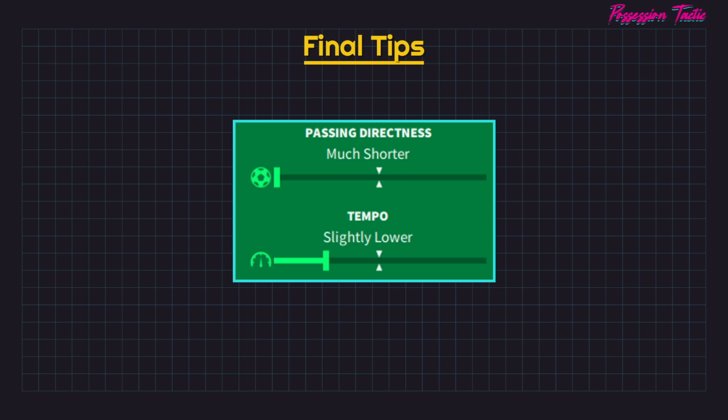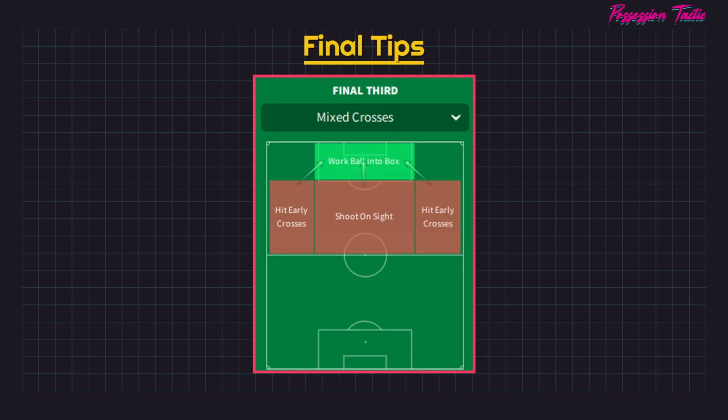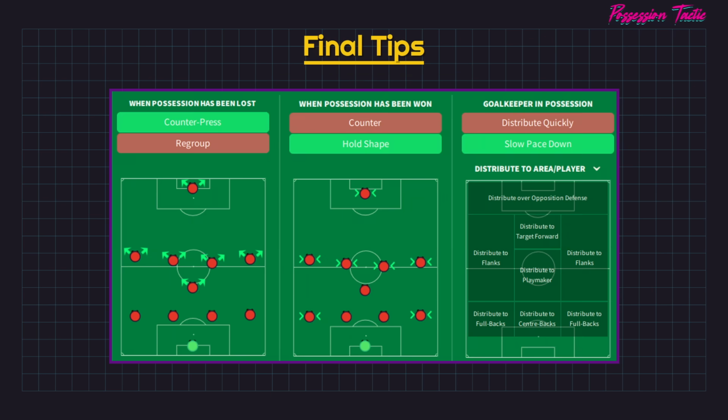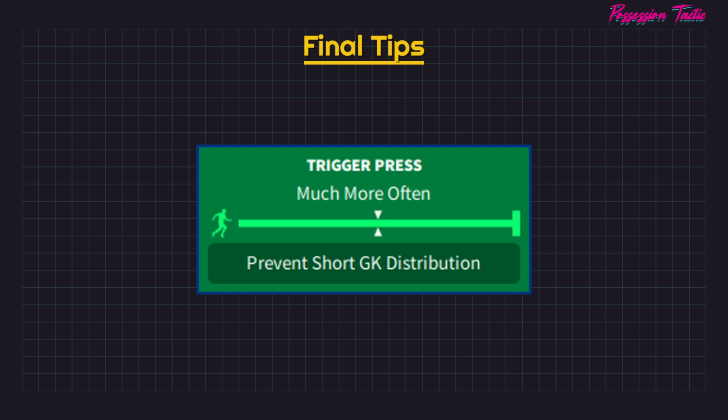A few things you can try is to go to much shorter passing for passing directness, where I only used shorter passing. You can also select work the ball into the box, so you further reduce the chance for wasted long shots. I didn't use any transition instructions in mine, but counter press, hold shape, and slow pace down all help for possession tactics. You can also increase the press setting to help with aggressiveness for winning the ball back. All those instructions will help you keep the ball more if you're looking to make your own possession tactic.